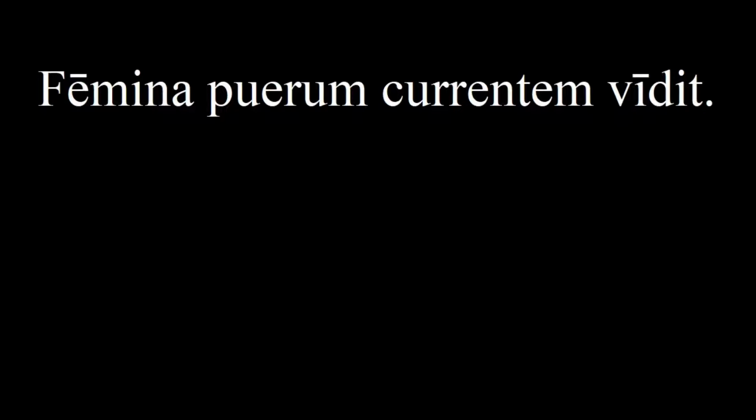Let's try this with the verb currere. The accusative form of this would be currentem. And this means running or hastening, just like a current runs through a wire. So what does the following sentence mean? Femina puerum currentem videt. The woman saw the running boy. This is the least complicated way that participles are used, simply as adjectives.